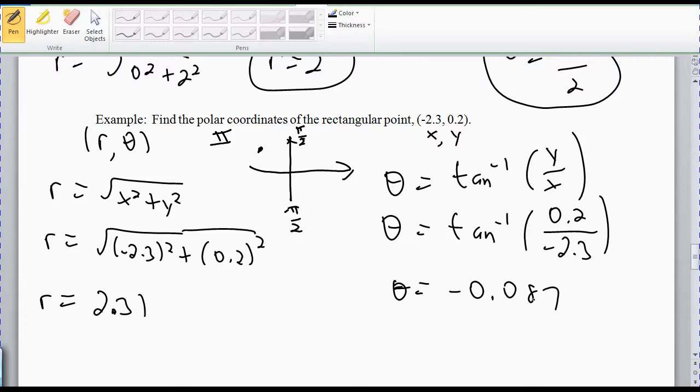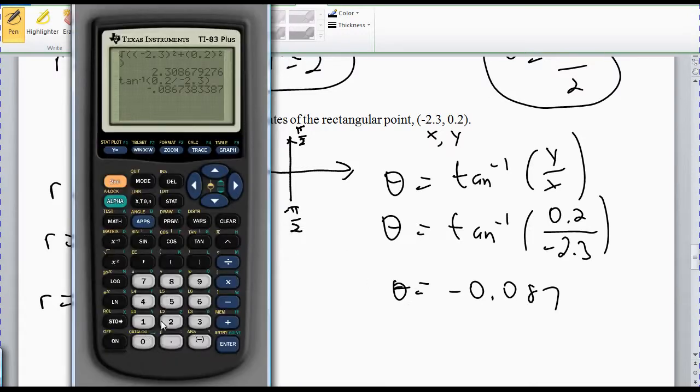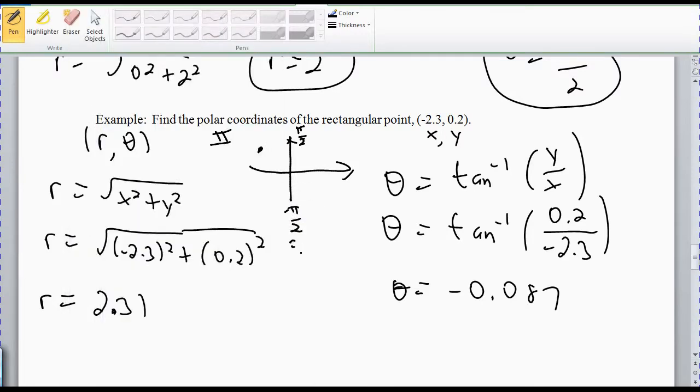Something else, negative 0.087. Well, negative pi halves, let's just show you what negative pi halves actually is. Negative pi divided by 2 is negative 1.57. So if that's negative 1.57, and we found negative 0.087, that means that this is somewhere in this region. So this is a fourth quadrant angle.